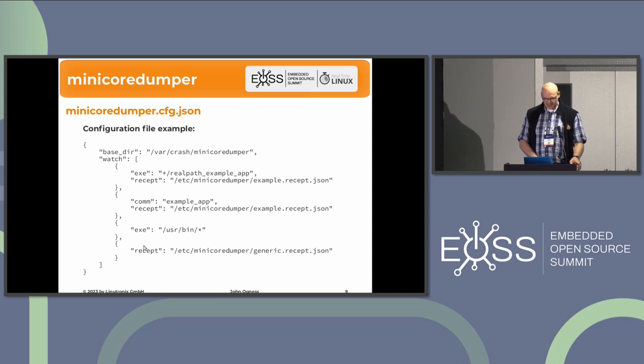This last one, you see there's no COM and no exe specified. The default values for exe and COM are the star, which means they match everything, right? So if I just specify a recept without any COM or exe, then I'm saying, if anything crashes, this is basically a default I want to catch. Now, if I were to leave this last one off, then there's possibilities that there's things that don't match anything, and they just won't be dumped, right?